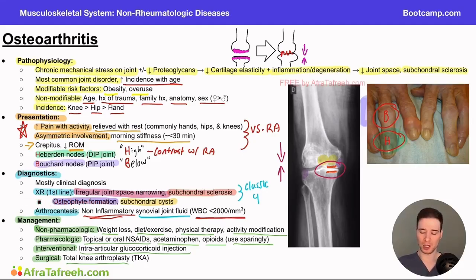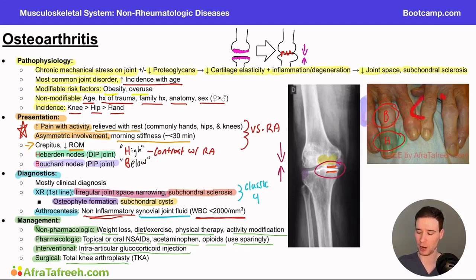When we think about our presentation here, right? Pain with activity, asymmetric involvement, and morning stiffness typically less than 30 minutes. Key differentiating factor from rheumatoid arthritis, which is why we need to know those ones. We also want to think about the classic findings in the hand, including the Heberden nodes in the distal interphalangeal joint and the Bouchard node in the proximal.